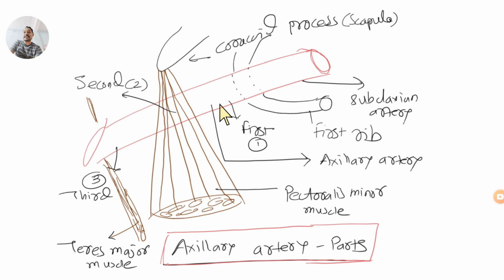Before the axillary artery, it is the subclavian artery. The subclavian artery continues into the axillary artery. So remember this division of the axillary artery by the pectoralis minor into the three parts.